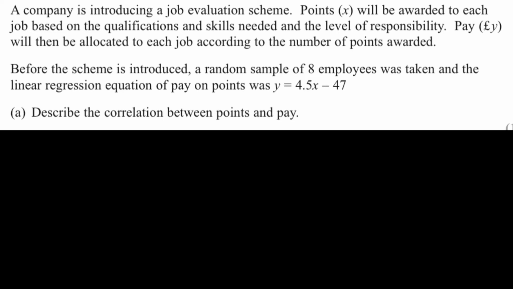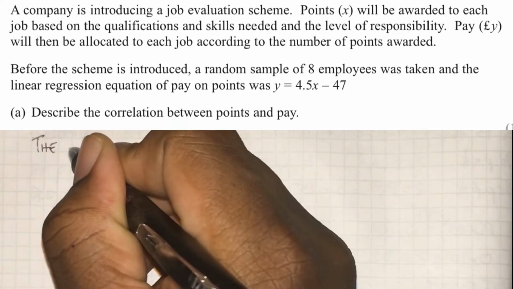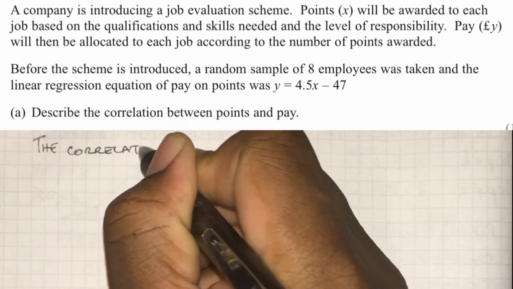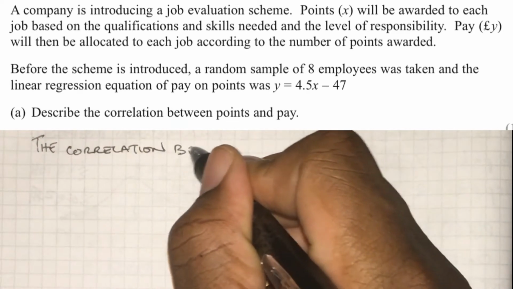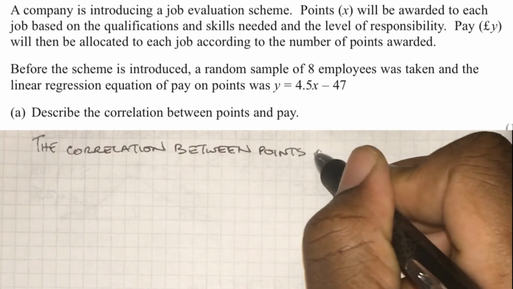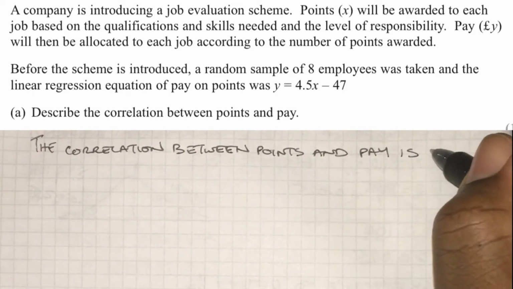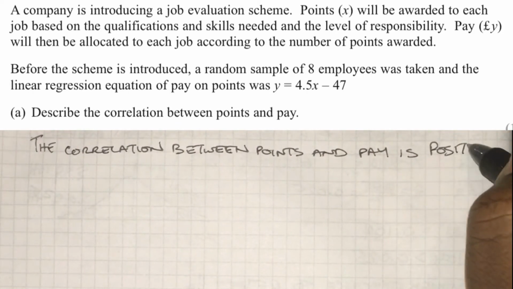So in this first question, we're introduced to a company job evaluation scheme where the pay will be allocated to each job according to the number of points awarded. Before the scheme, there was a sample of 8 employees taken, and the regression equation was y equals 4.5x minus 45. First, we're asked to describe the correlation between the points and the pay.